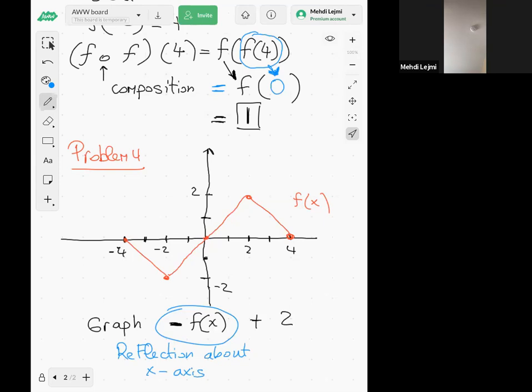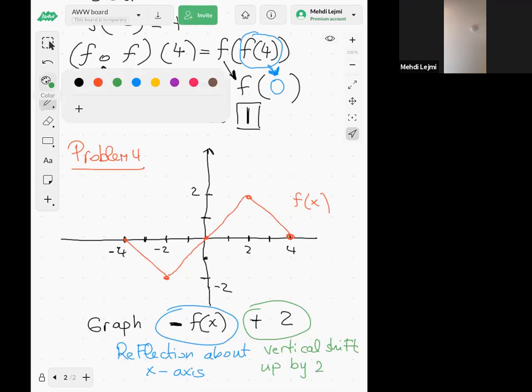And then after the reflection about the x-axis, we have the plus 2, which is outside the parentheses. If it's outside, then there will be a vertical shift. Plus 2 outside the parentheses means we have to shift our graph up by 2 units, right? So first, we're going to start with the reflection about the x-axis.